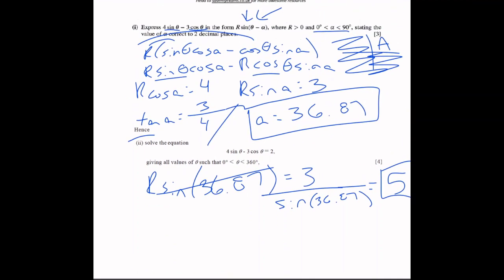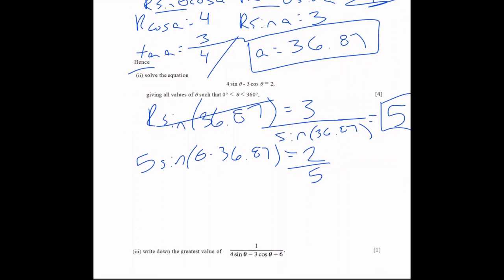So now I'm going to go back to my r sine theta minus alpha. Now I have 5 sine theta minus 36.87, and it was equal to 2. So now I do my math. I divide by 5 on both sides. Then I take the inverse sine on both sides. Equals sine inverse of 2/5, which is 23.58.